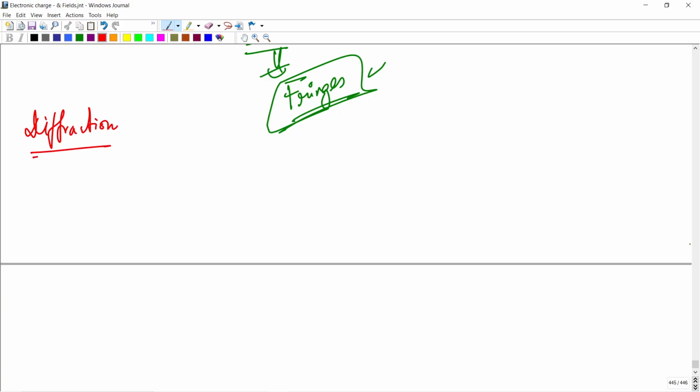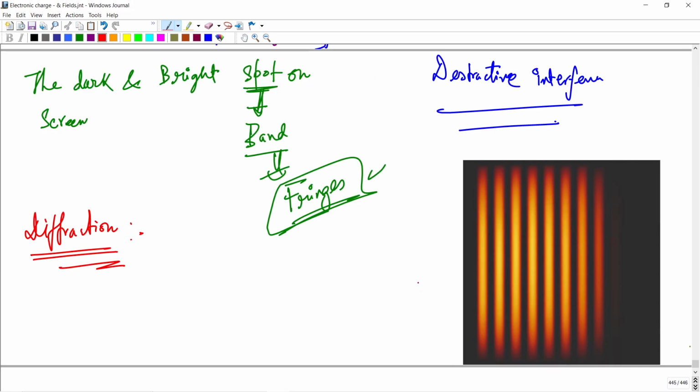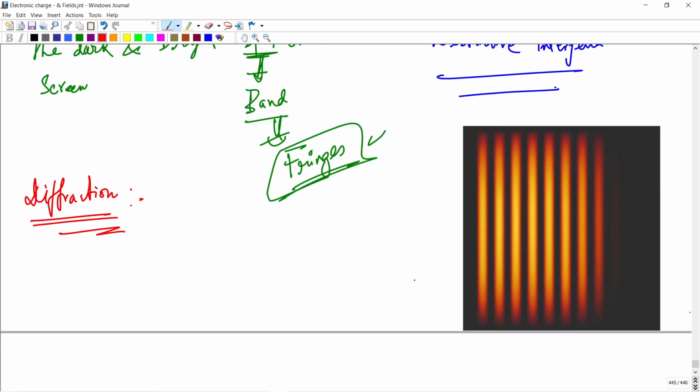And before that we put an image. Okay, and this image is an interference pattern. Here we get some bright spots, and in between these two bright spots we get a dark spot. So these are called fringes. These are dark fringes, and these are bright fringes here.